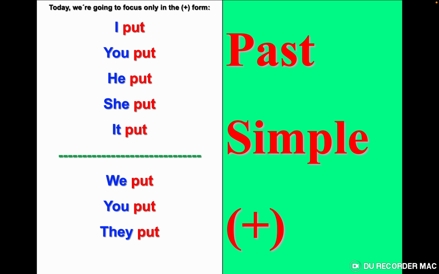With he, she, it, he puts with s, she puts with s, it puts with s. Other pronouns, past and present, the same. I put, you put, he put, she put, it put, we put, you put, they put. Let's go to the next verb.